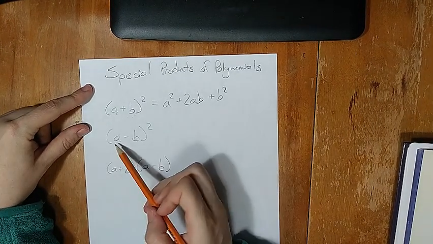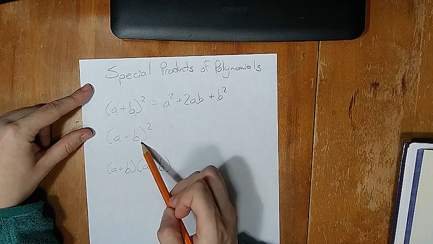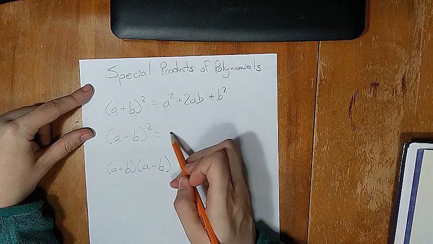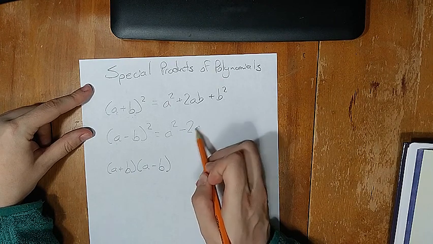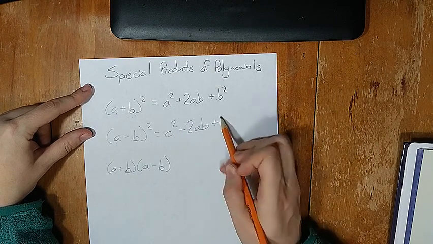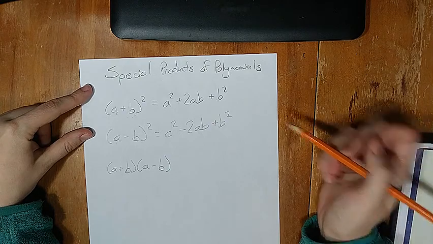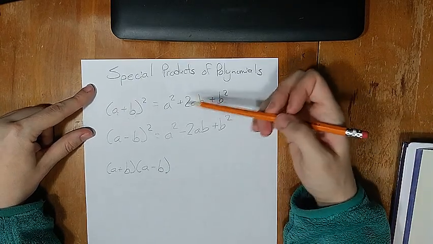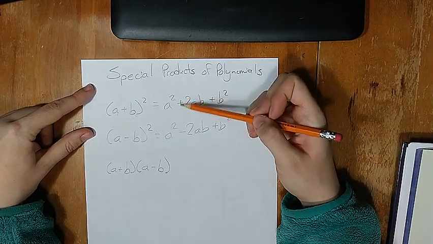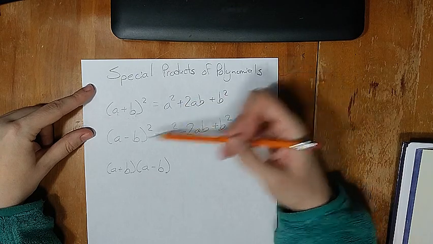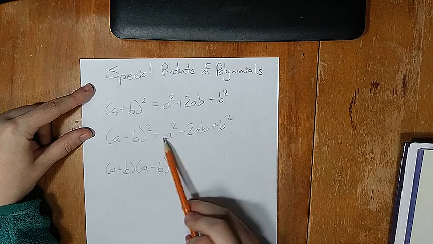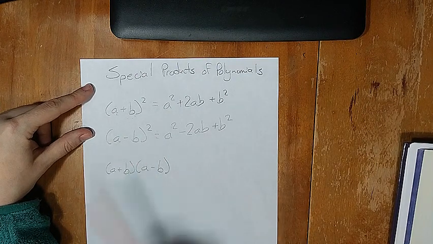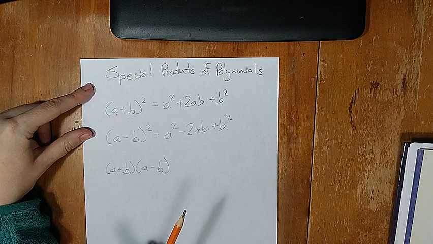If you have some term a minus b and you square it, you will get, every time, a squared minus 2ab plus b squared. So these are really similar, right? The only difference is that with our top one, we have a plus 2ab, and with our middle one here, we have a minus 2ab. And again, this will happen every time, no matter what your terms for a and b are. So it's kind of a cool pattern.